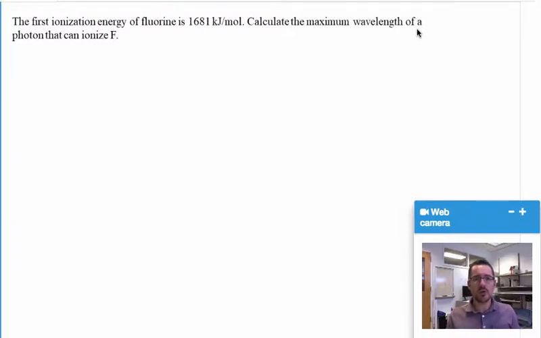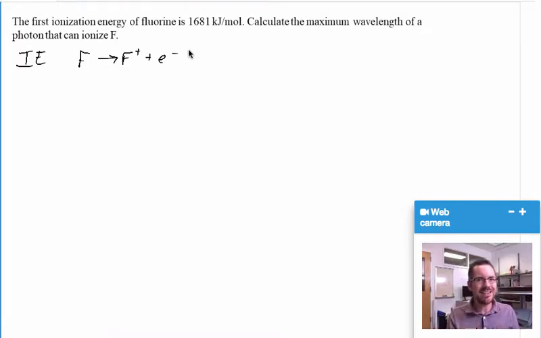For this problem, we're told that we have a first ionization energy for fluorine, and now we need to determine the maximum photon energy or maximum photon wavelength I can use to ionize that fluorine. So first thing that we want to do is recall what ionization energy even means. This is the amount of energy you need to remove an electron. So it's to go from fluorine to fluorine positive plus an electron.